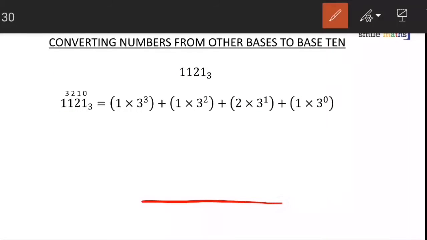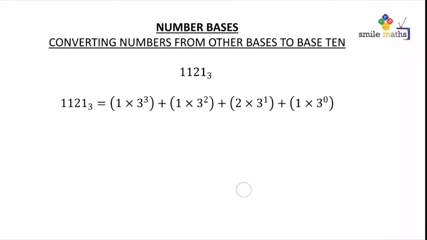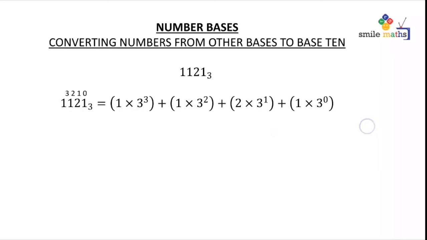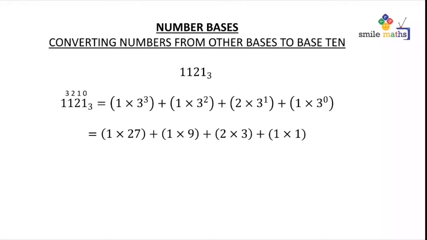Now our next step is going to be simplifying. So 3 to the power 3 gives us 27, 3 to the power 2 gives us 9, 3 to the power 1 gives us 3, and 3 to the power 0 is equal to 1. Any non-zero number raised to the power 0 is equal to 1. So simplifying this, we have 27 plus 9 plus 6 plus 1, and this gives us 43.